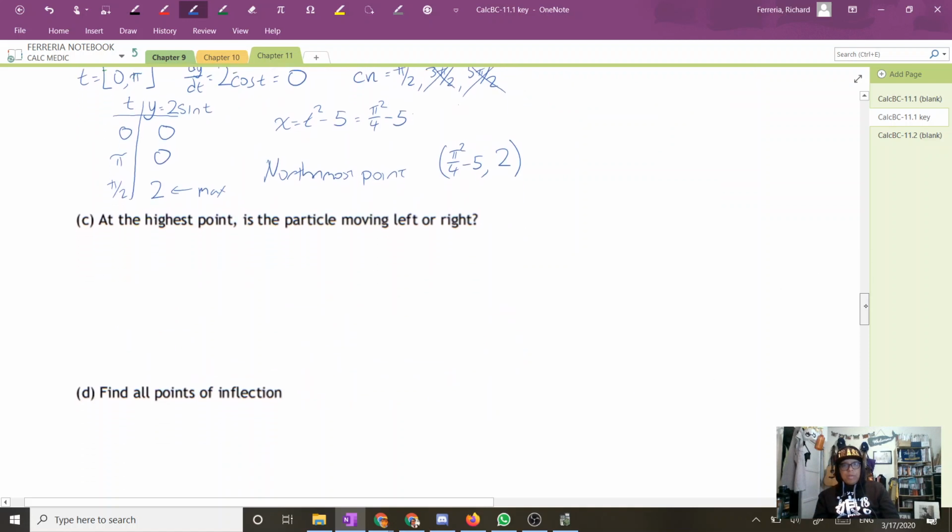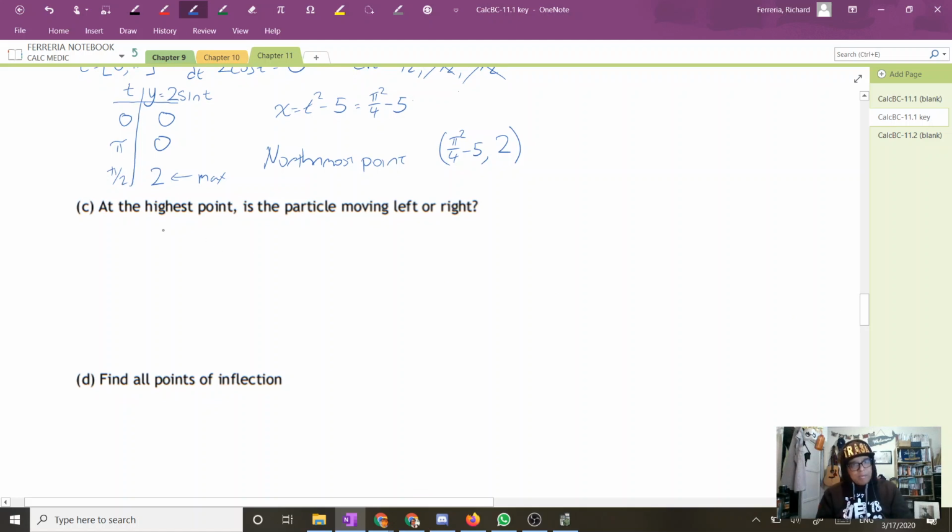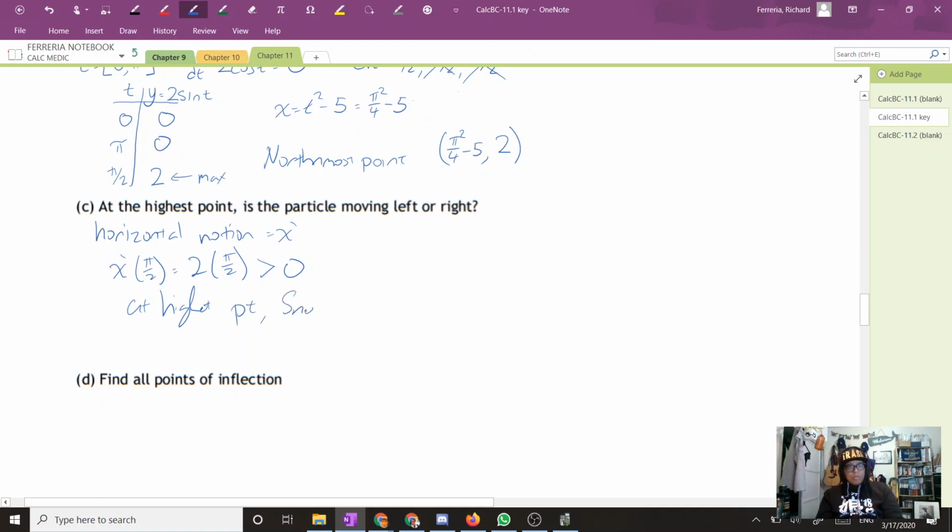At that highest point, is the train moving left or right? To find out if the train's moving left or right, we just need to look at the horizontal motion, which is governed by our x prime. So x prime we saw was 2t. So let's figure x prime at pi over 2. That's equal to 2 times pi over 2. And I'm not really concerned about what the answer is here. I'm just concerned, is the answer positive or negative? Clearly this is positive. So at the highest point, the Snowpiercer is moving right, which is east.